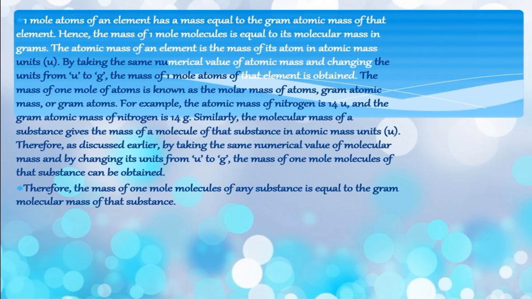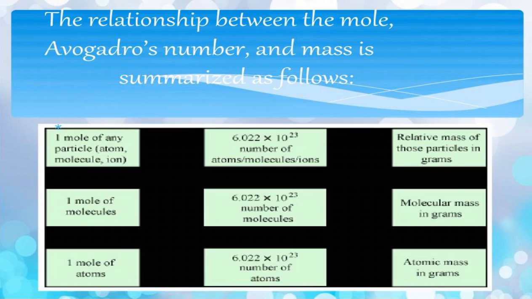Similarly, the molecular mass of a substance gives the mass of a molecule of that substance in atomic mass units. Therefore, as discussed earlier, by taking the same numerical value of the molecular mass and changing its unit from u to gram, the mass of 1 mole of molecules of that substance can be obtained. Therefore, the mass of 1 mole of molecules of any substance is equal to the gram molecular mass of that substance.